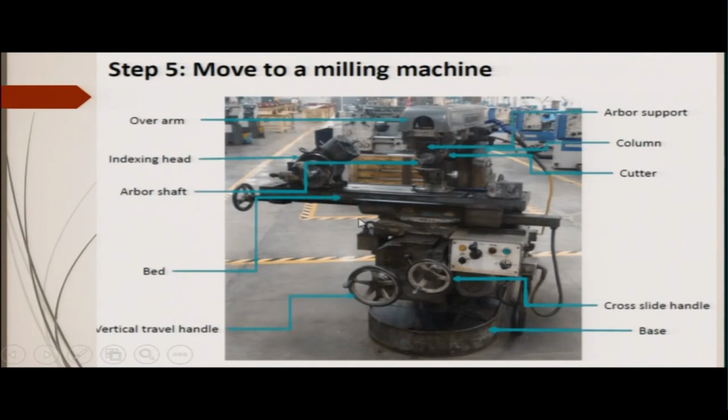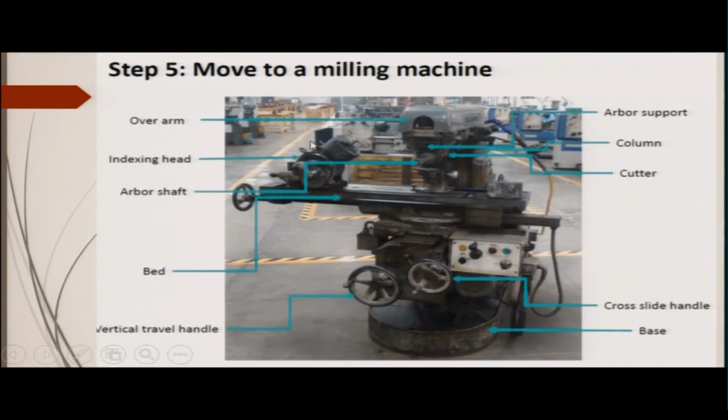Here is the milling machine, where that part will be loaded and then the gear will be cut. This is called the overarm. Here the spindle is located, hanging here as it is, and this is the arbor on which the milling cutter will be mounted. This is the arbor support, if you can see here. This is supporting the arbor, and the entire column is shown here. This is the column, this is the cutter.